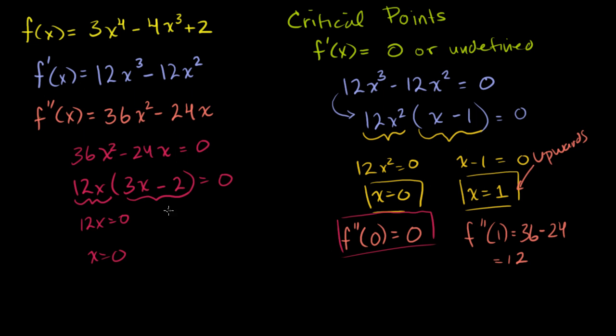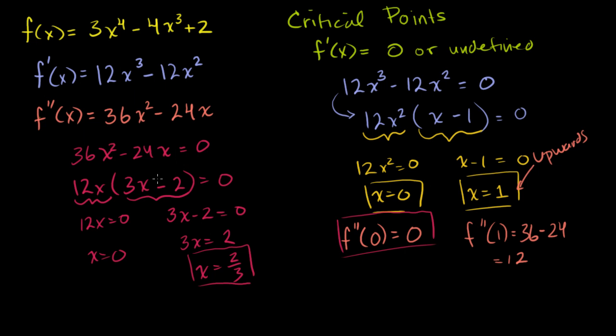So let's write that. 3x minus 2 is equal to 0. Adding 2 to both sides, 3x is equal to 2, so x is equal to 2/3. So this is another interesting point that we haven't really hit upon before. That might be an inflection point. And the reason why I say it might be is because the second derivative is definitely 0 here. You put 2/3 here, you're going to get 0.